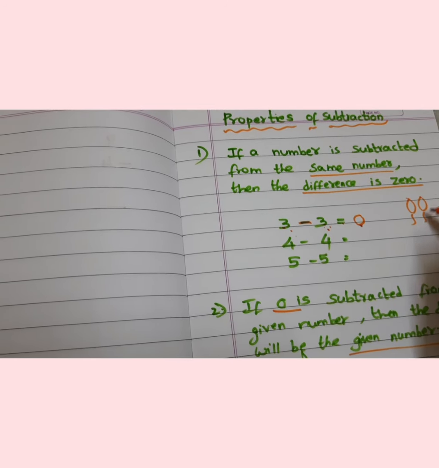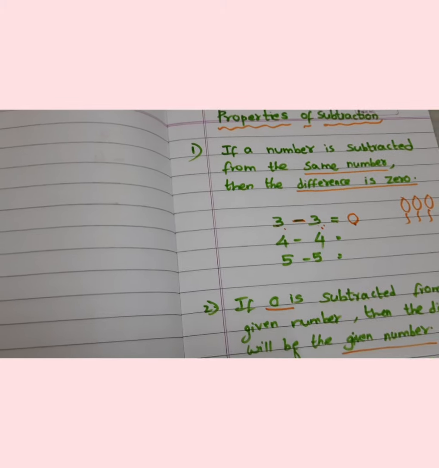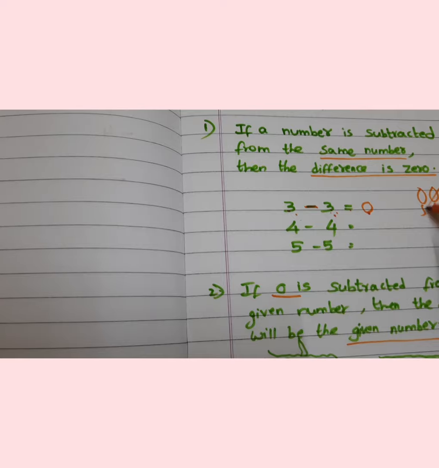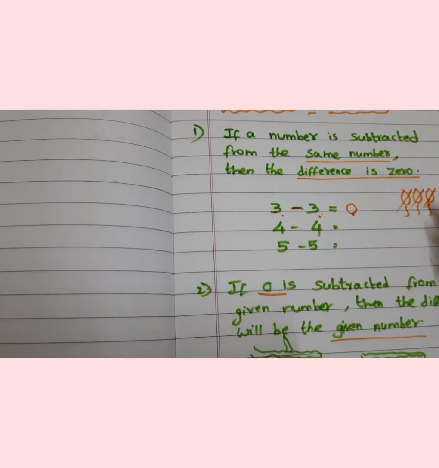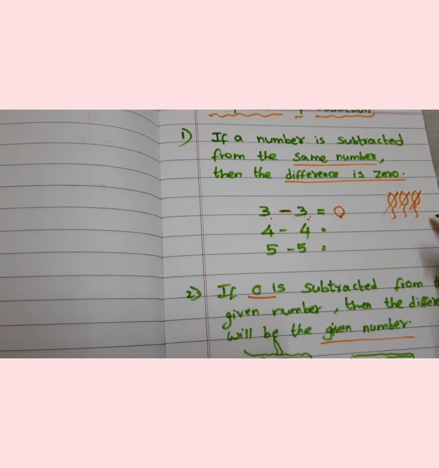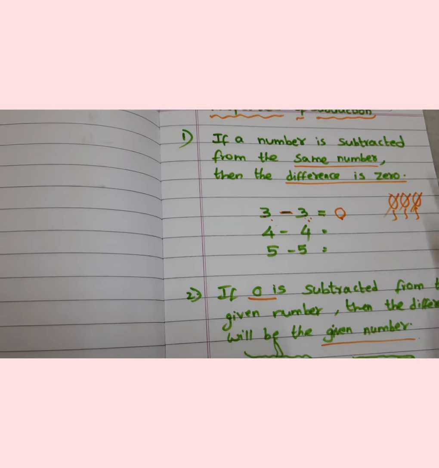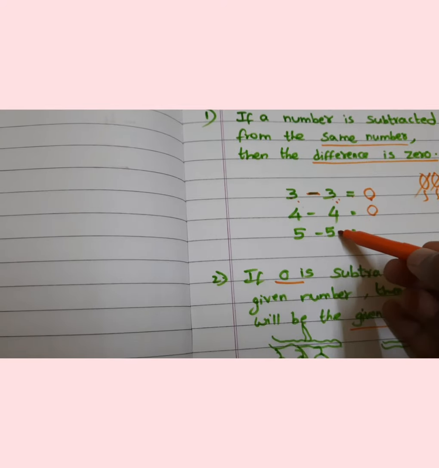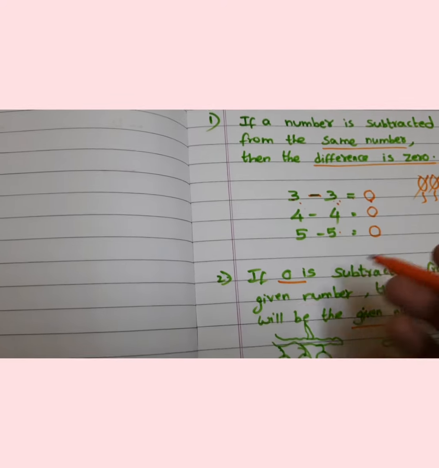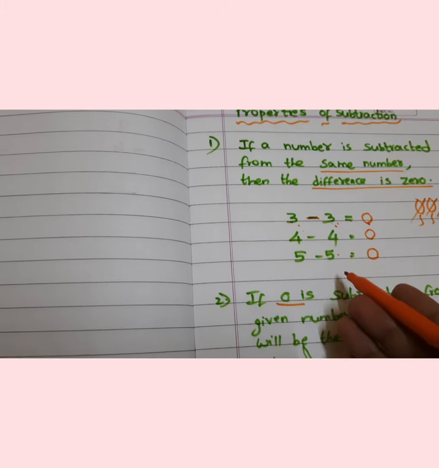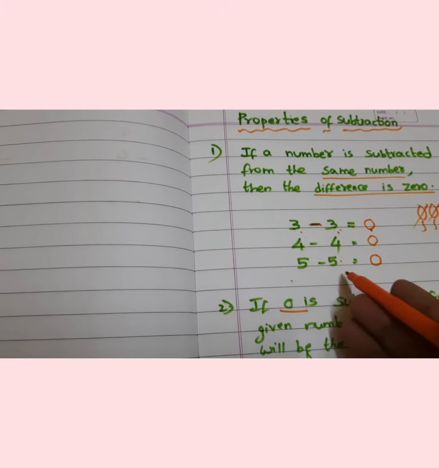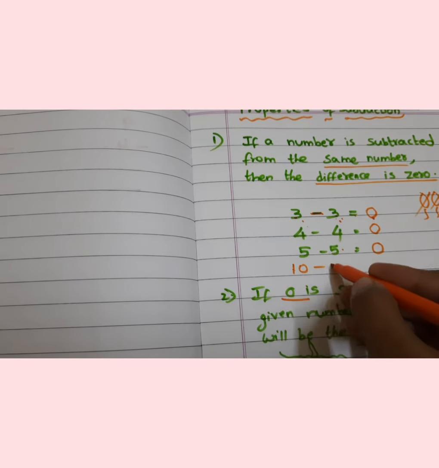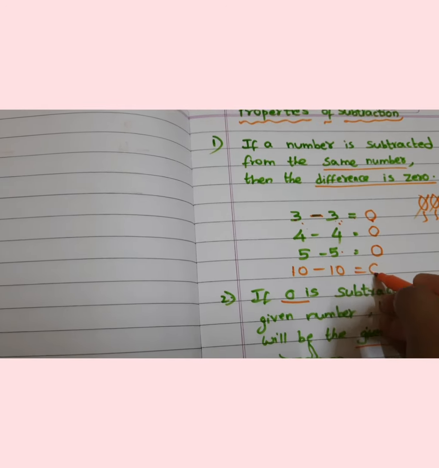Suppose there are 3 balloons. 3 minus 3 means you have to cross out 3. 1, 2, 3. How many are left? Nothing is left, so 0. Nothing means 0. So 4 minus 4 is also 0, and 5 minus 5 is also 0. If a number is subtracted from the same number, then the difference is 0. 10 minus 10 is also 0.